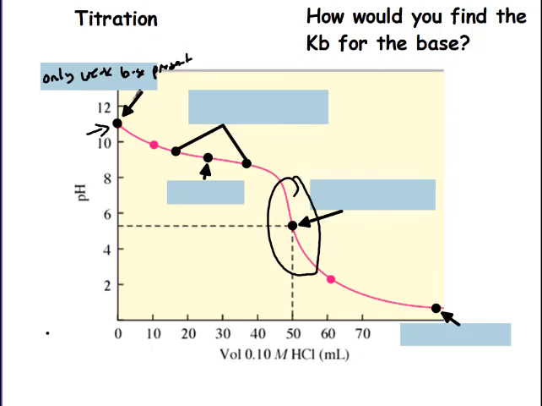So at the very beginning of the titration, we only have a weak base present, so we would calculate the pH based on that weak base. Well, this is the equivalence point. And the equivalence point is when moles of acid equal moles of base.